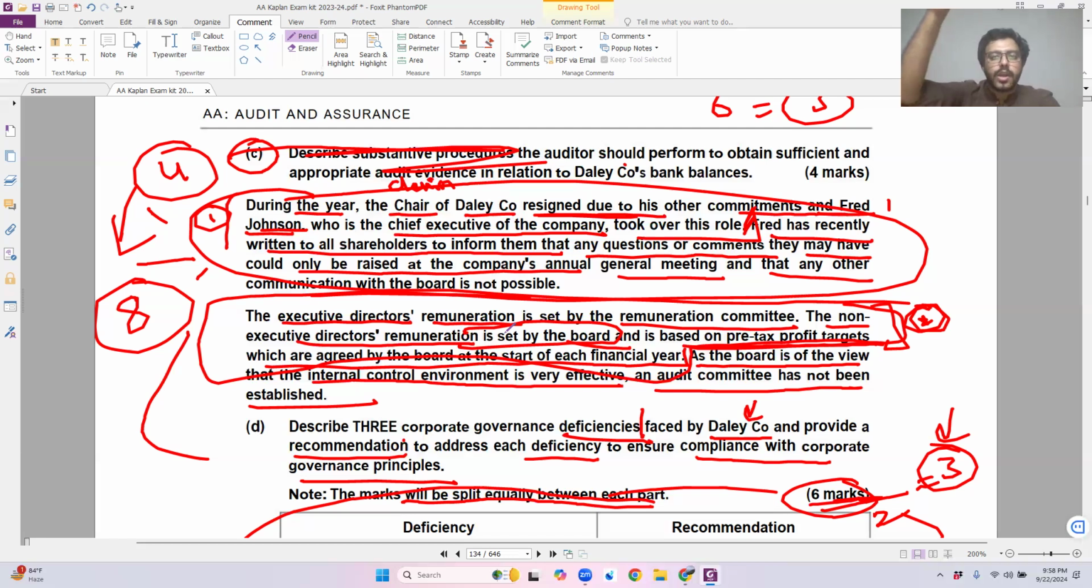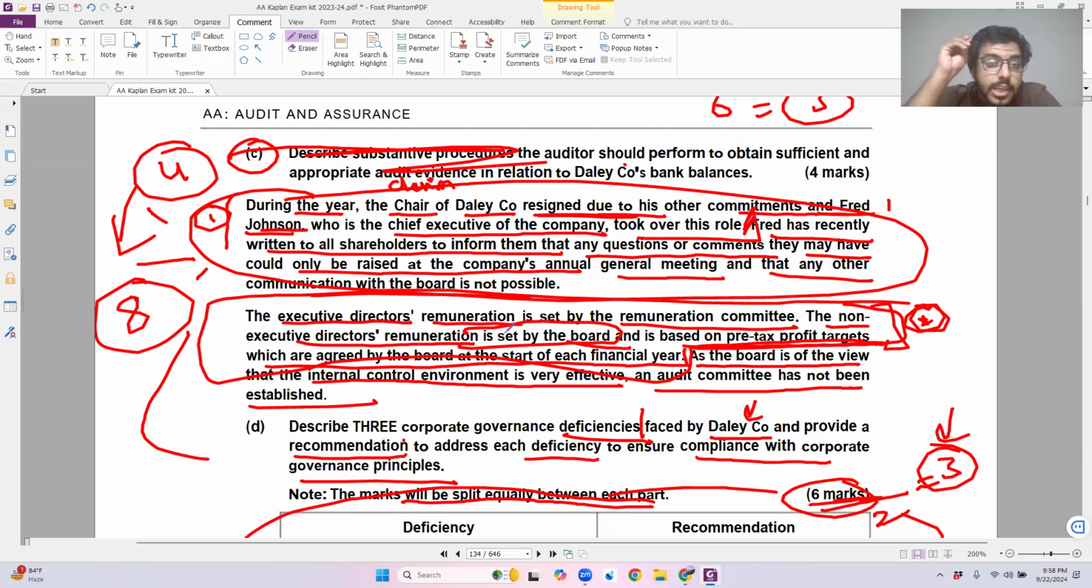The board does not have an audit committee for Delhi Corporation, which is required by the CCG. Now I'm going to come towards what is going to be the consequence of it. There are two different consequences of it. Remember them. I think you should remember it. Write it down somewhere in your rough notebooks.